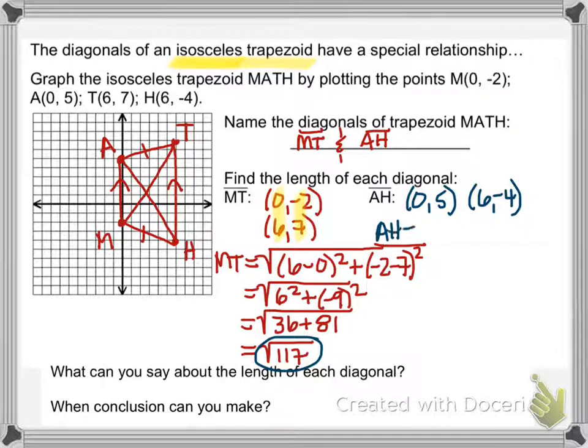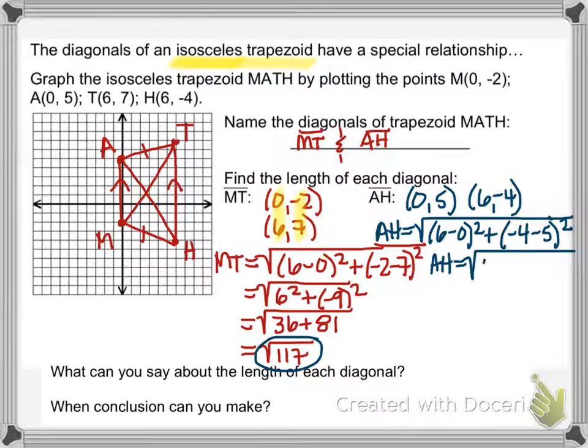So AH equals, the difference in our x values are 0 and 6, so you can do 0 minus 6 or 6 minus 0. I'm going to do 6 minus 0 squared, plus our y's are 5 and -4, so 5 minus -4 or -4 minus 5. I'm going to do -4 minus 5, and then we'll square those. I'm just going to rewrite this so it's not so disjointed. All right, 6 minus 0 is 6, so 6 squared, plus -4 minus 5 is -9, so -9 squared.